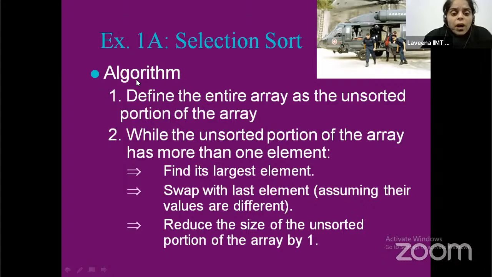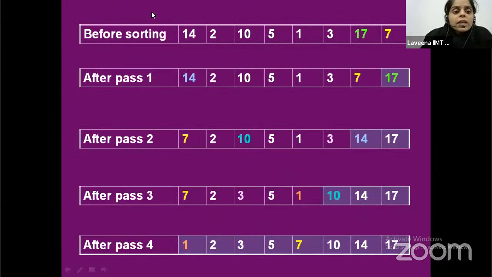So here you can find the algorithm of selection sort. First you have to define the minimum element in the entire array of unsorted data elements, find the location of the smallest element in the array list, and swap with the first element. While the unsorted portion of the array has more than one element, first find its largest element, swap it with the last element, and reduce the size of the unsorted portion of the array by 1. Here you can see an example also.